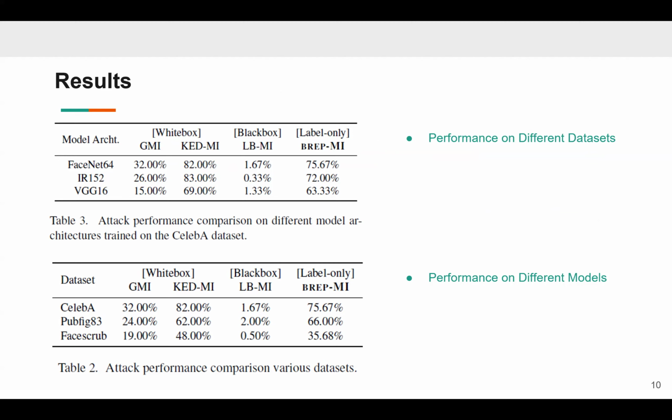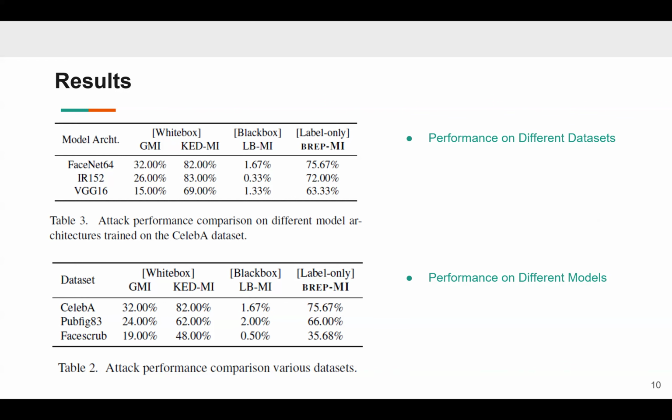So for results, there are various results. If I'm going to explain the performance on different datasets, their algorithm is compared to white box and black box methods on three different face datasets, as you can see here. FaceNet64 is used as the target model across all the datasets. For each dataset, GAN models are trained on the public identities, and target models are trained on the private identities.